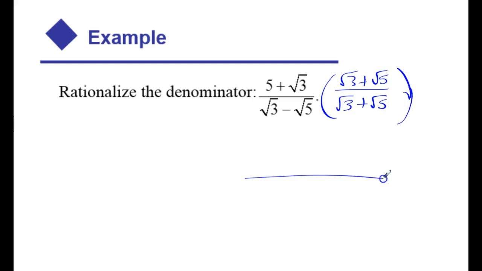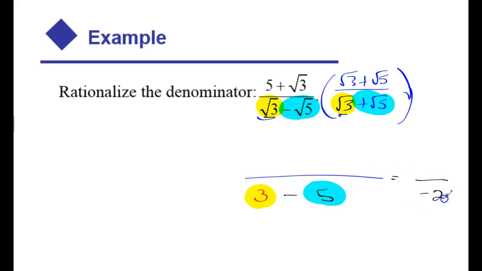And in the denominator, I get the square root of 3 times the square root of 3 for the first terms. And I don't even really need to worry about the outer and the inner, because remember, the FOIL method says they will cancel. So the first terms is 3. The last terms are going to be negative square roots of 5 times positive square roots of 5, which will give me negative square roots of 25, which I'll just write as minus 5. So it gives me a negative 2 in the denominator.